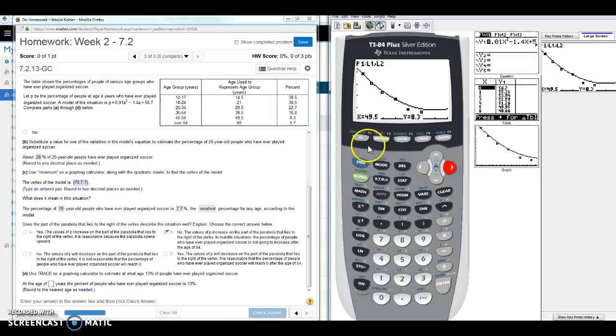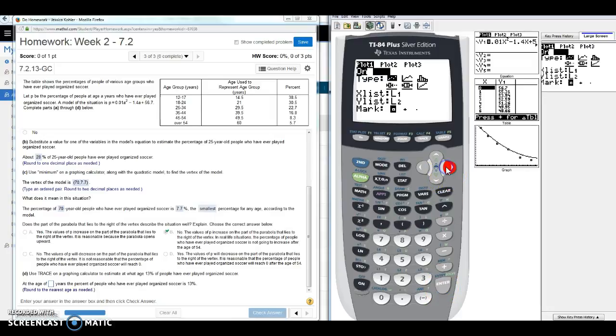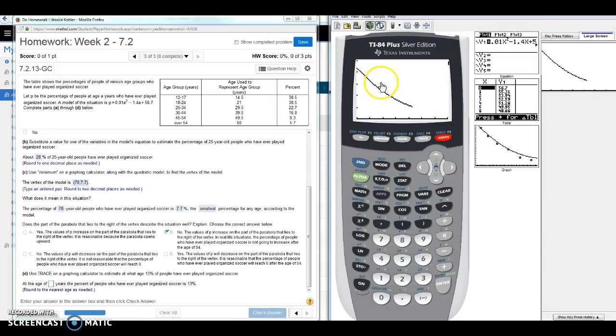Nope, it's still on. I'm going to go and turn my stat plot off. So I hit second stat plot, enter, off, enter. Now I'm going to go back to graph, and I'm just going to see my curve. The reason I did that is because when I was trying to use trace before, it was sticking on the scatter plot points, and I wasn't able to manipulate it so I could get about 13% of people.